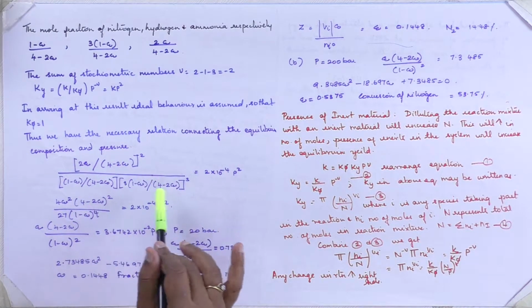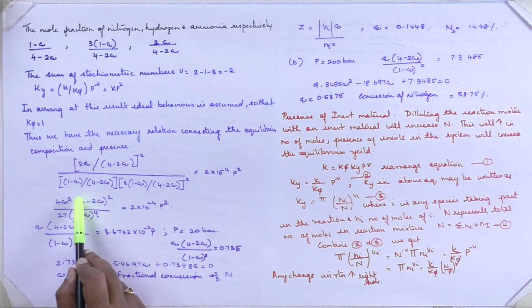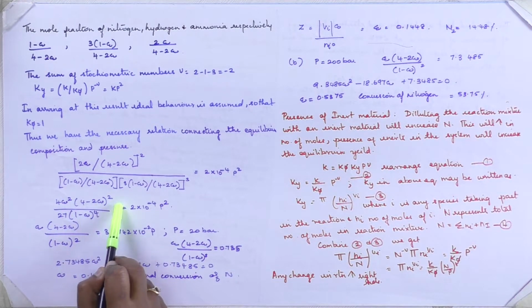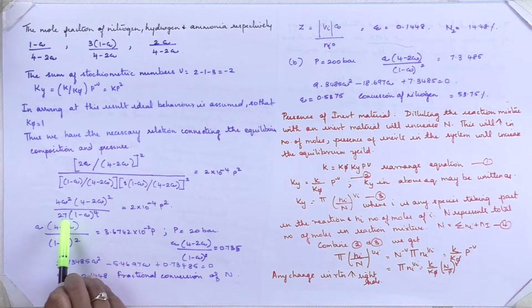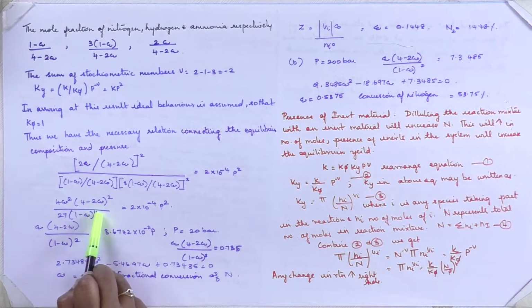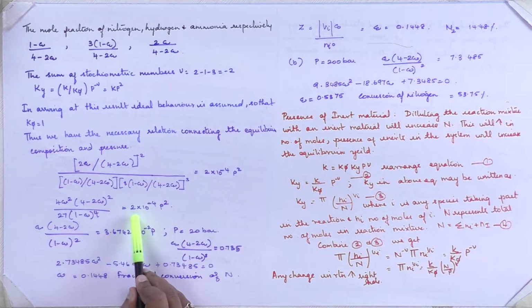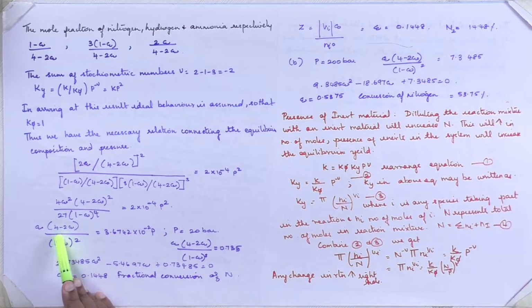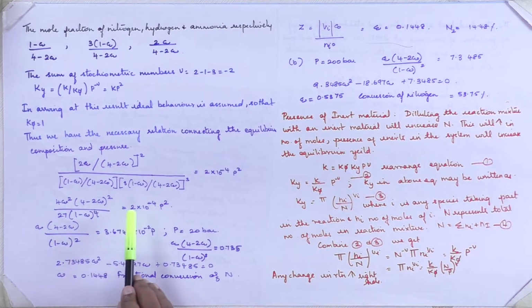So simplifying the equation, we get 4 epsilon squared into 4 minus 2 epsilon the whole squared divided by 27 into 1 minus epsilon the whole power 4, which is equal to 2 into 10 power minus 4 P squared. This equation can be further simplified to epsilon into 4 minus 2 epsilon divided by 1 minus epsilon the whole squared, which is equal to 3.6742 into 10 power minus 2 P. This 27, when it goes to the other side, gives this answer.